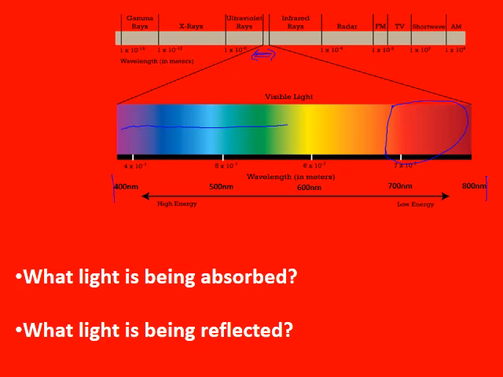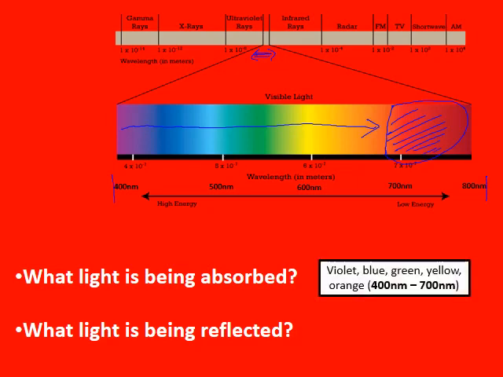So from the left-hand side, all this visible light is being absorbed by this red slide. So the violet, the blue, the indigo, the green, the yellow and the orange. And it's the red light that's being reflected from the background of the slide into your eye. So there you go. 400 to 700 nanometers is being absorbed, and about 700 to 800 nanometers is being reflected.